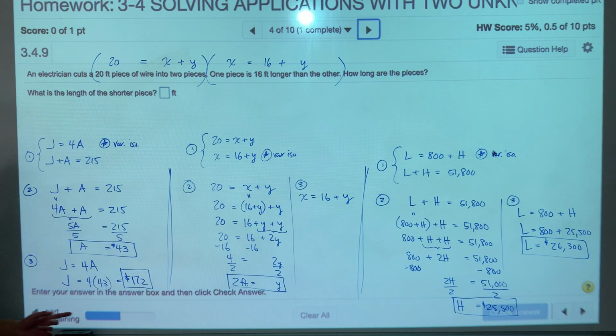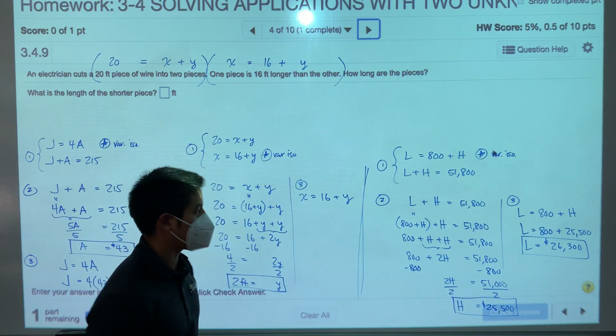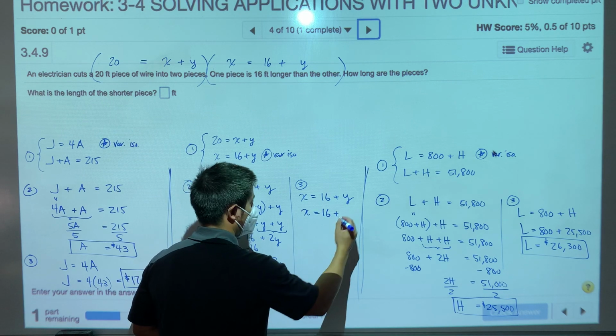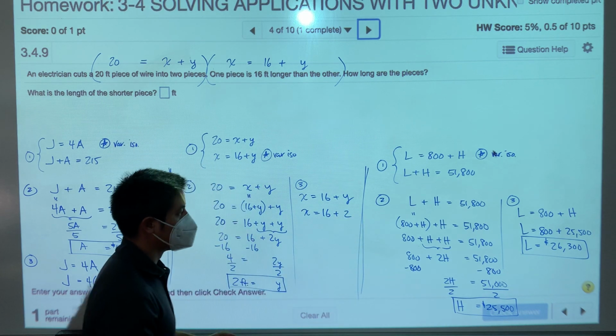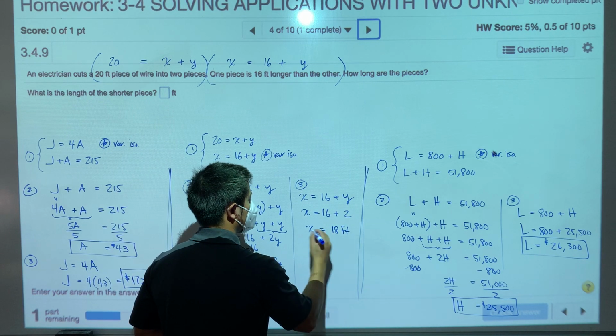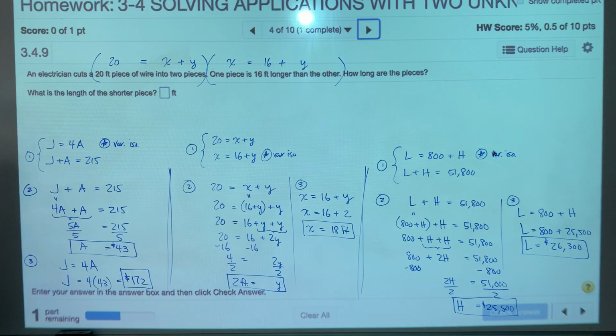The other piece is X. The other piece is 16 more than the Y piece. Well, we know that Y is 2, so 16 plus 2 is 18 feet. And there's the length of the second piece. Together, check your work. Sure enough, they make 20. Make sense? Any questions about that at all?